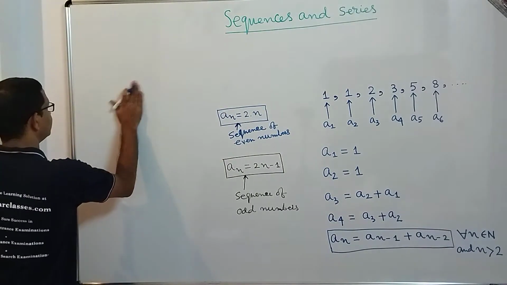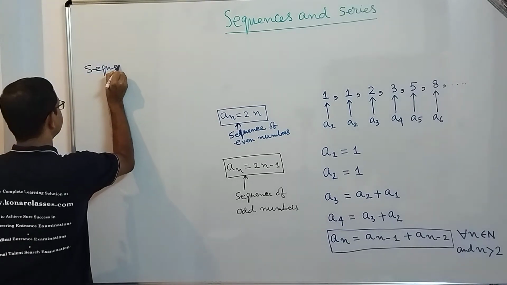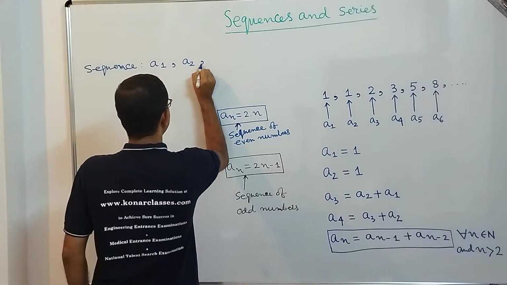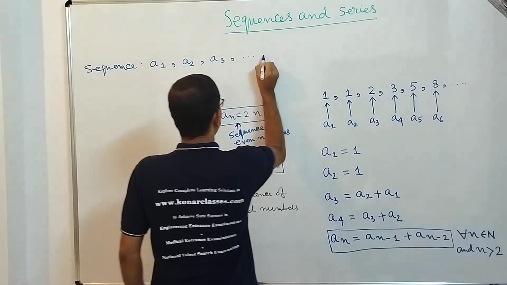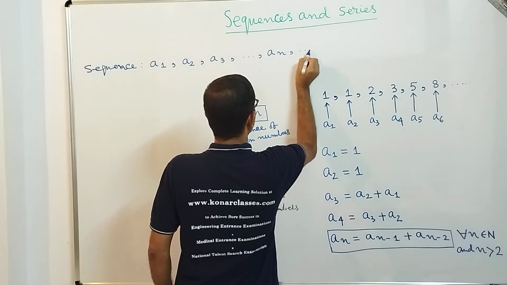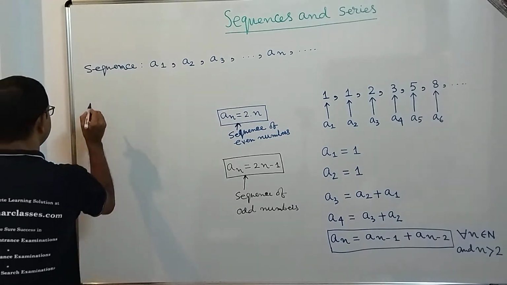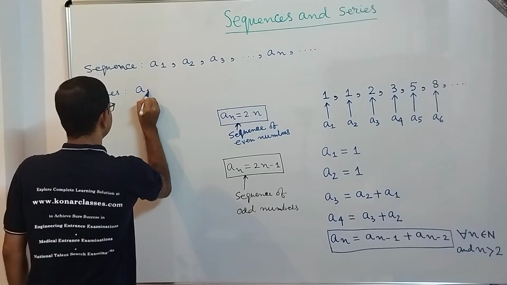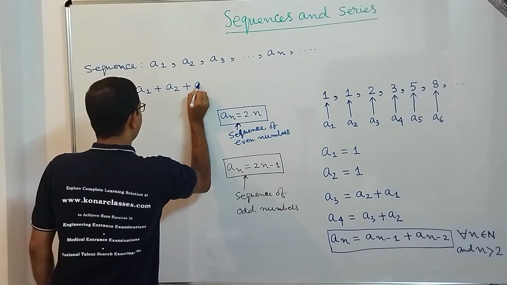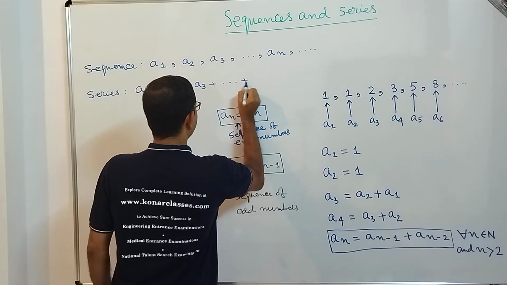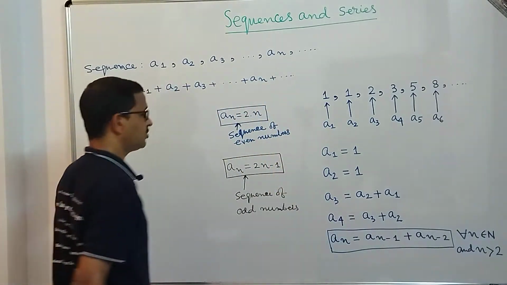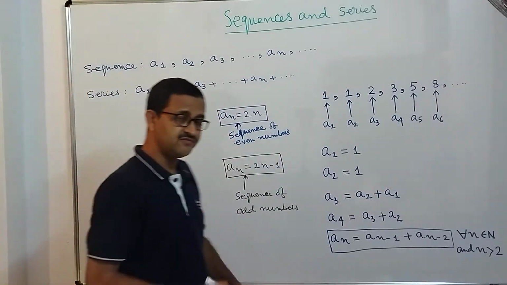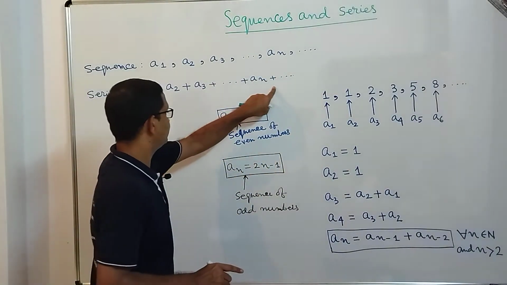Suppose you have a sequence. I am writing it here. A1 is the first term, A2 is the second term, A3 is the third term. In that way, you go up to the nth term and it can proceed after that. Now, what is the series? The series corresponding to this sequence is A1 plus A2 plus A3, and in that way it will continue up to An, and after that also it can continue depending on how the sequence continues. So the series is nothing but the representation of the different terms of the sequence with an addition symbol.